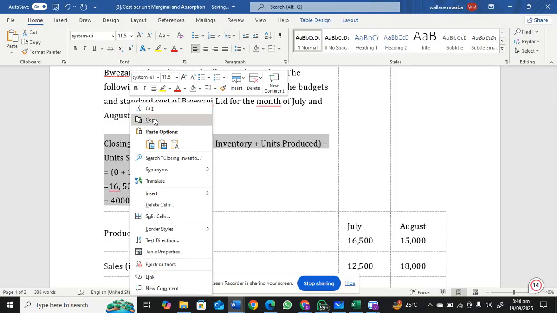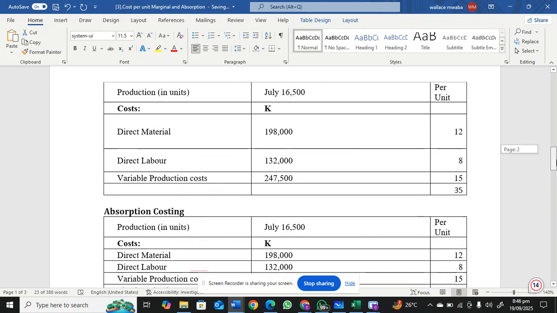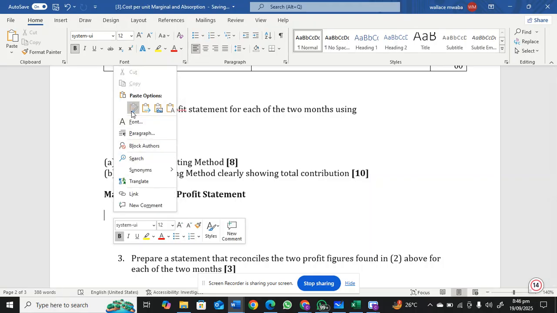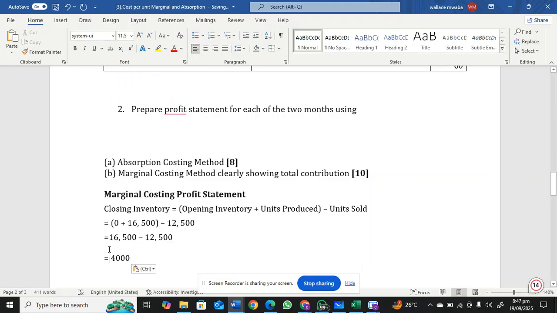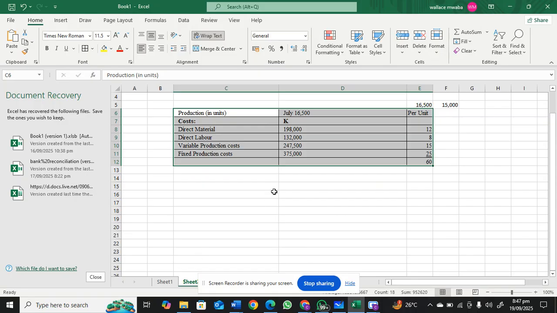Okay, so these are the first steps. Sometimes the question will just tell you to calculate the profit using marginal and absorption costing. So you need to know the first thing you need to do: get the cost per unit for the product. Then get your closing inventory. After that, now you can make your marginal costing profit statement. So I'll use Excel here again.